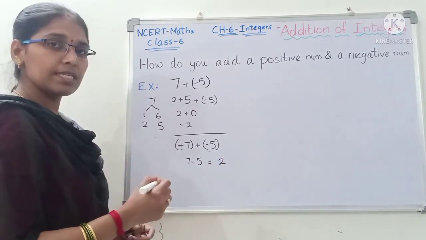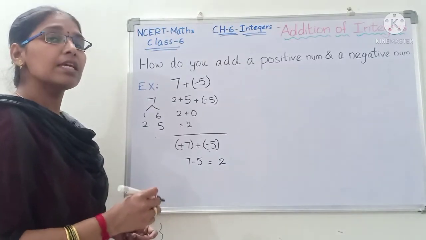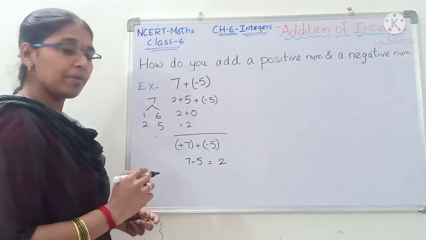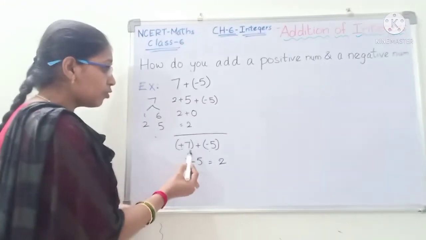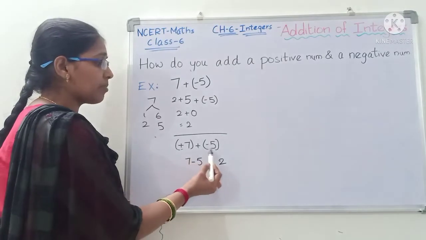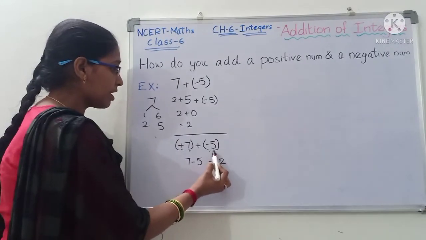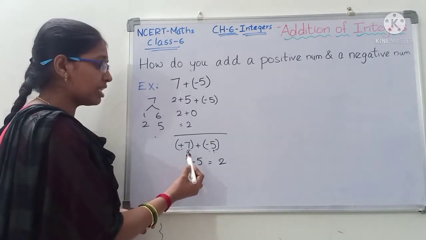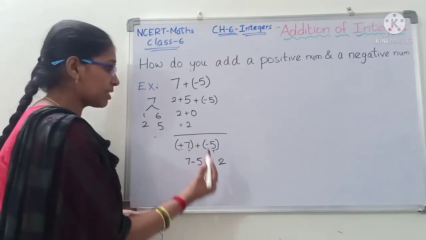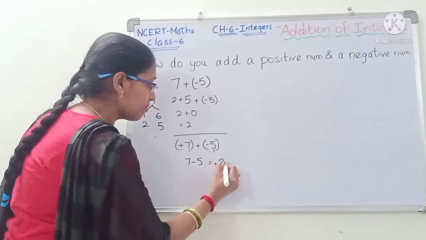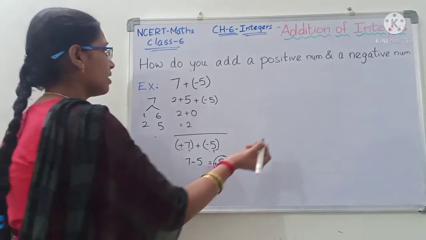Now, in the second step, you should just check the sign of the big number. Here, don't consider plus 7 and minus 5, children. You just consider the numbers 7 and 5. Which is bigger? 7 is bigger. The sign of 7 is plus. So, the answer you get is plus 2. Let's see another example.